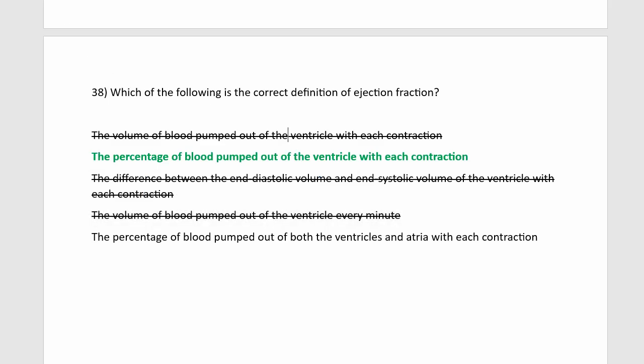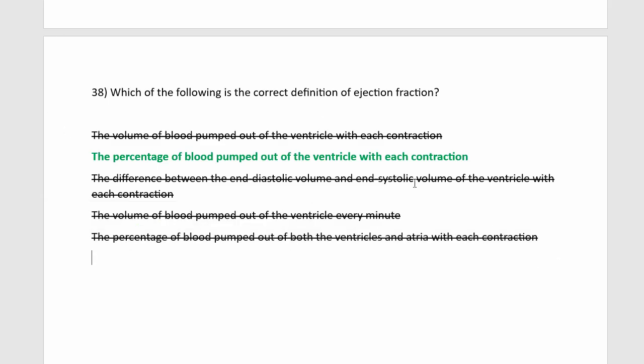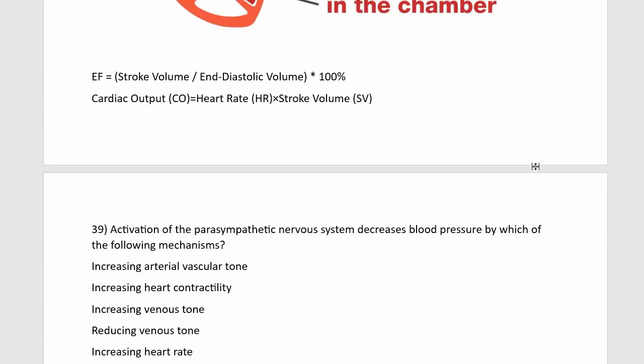And then the final one, the percentage of blood pumped out of both the ventricles and the atria with each contraction. As far as I'm aware, there isn't a term for when both the atria and the ventricles contract. So just again, if I'm wrong, someone correct me, but I don't think this is a thing that we measure. So just no, it only refers to the ventricles.